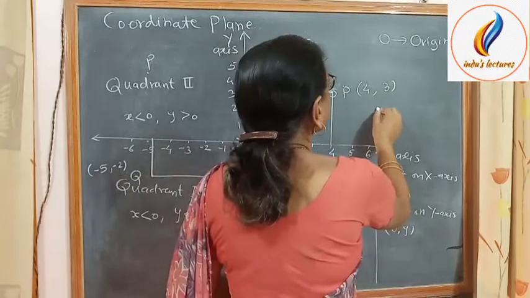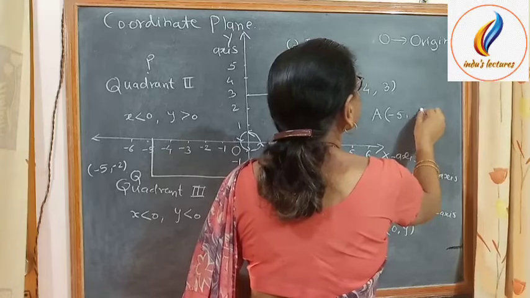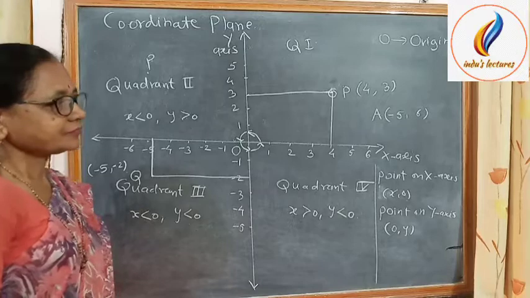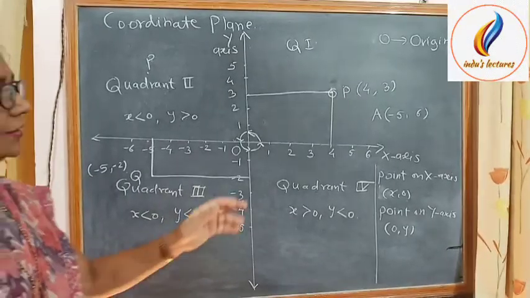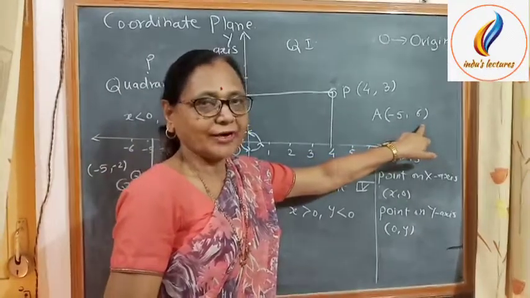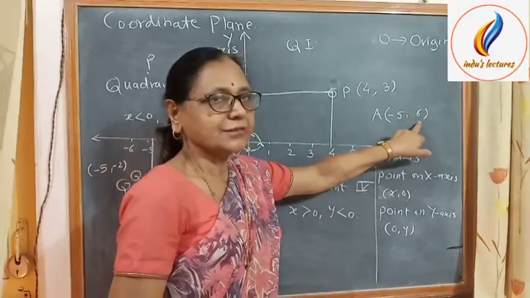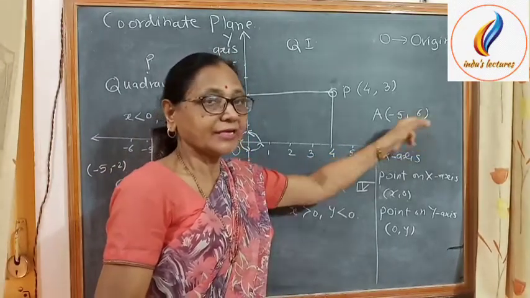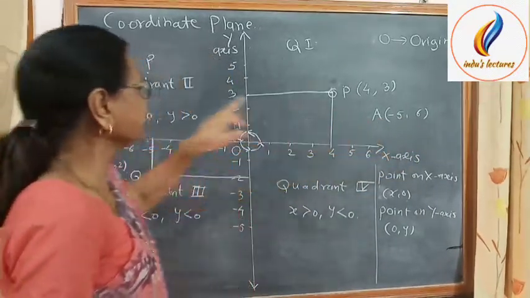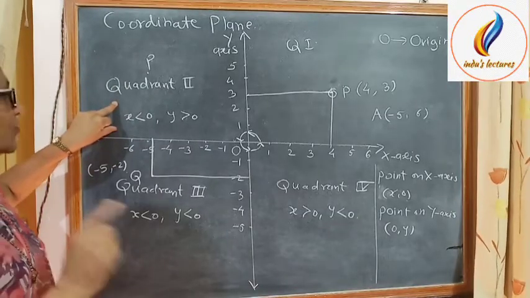We have to plot the point A(-5, 6). Then observe the signs of the coordinates of the point. Here x coordinate is negative and y coordinate is positive. So the location of point A is in the second quadrant, because in the second quadrant x is negative and y is positive.